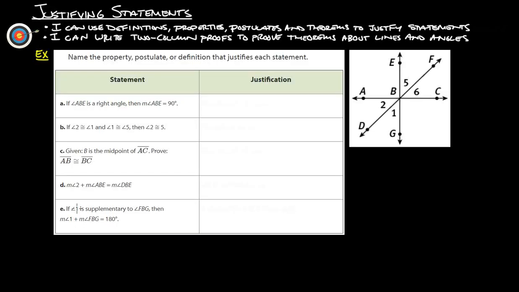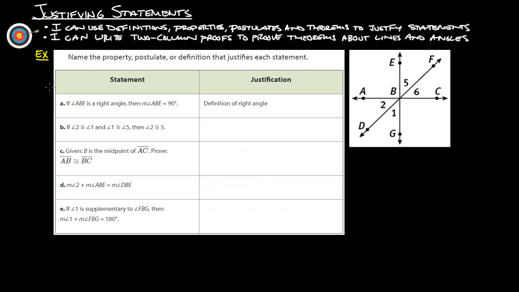So let's look at an example. Name the property, postulate, or definition that justifies each statement. We've got this picture to go with it. This first one says, if angle ABE is a right angle, then that means that the measure of ABE has to be 90 degrees, right? That is stuff that we've talked about before. That's just the definition of a right angle. So we would just write in definition of a right angle for that.